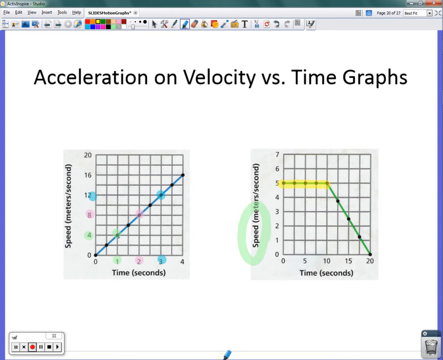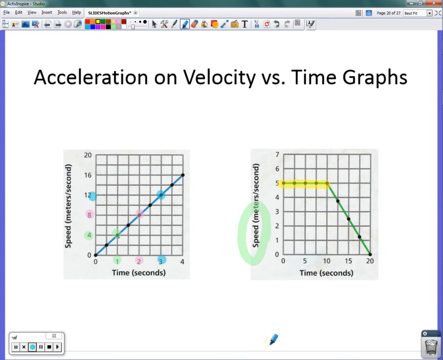In a position graph, a horizontal line means that an object is stationary. Its slope is 0, so its velocity is 0. That's on a position graph. But this isn't a position graph. It's a speed graph. So in this case, this horizontal line still has a slope of 0, but that means that its acceleration is 0.